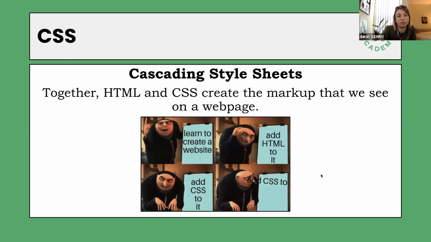And so between the two of those, that's what makes our static page. That's what makes the page that the user can read and view information. CSS is sort of notoriously finicky. And so this meme is sort of making a joke at that.